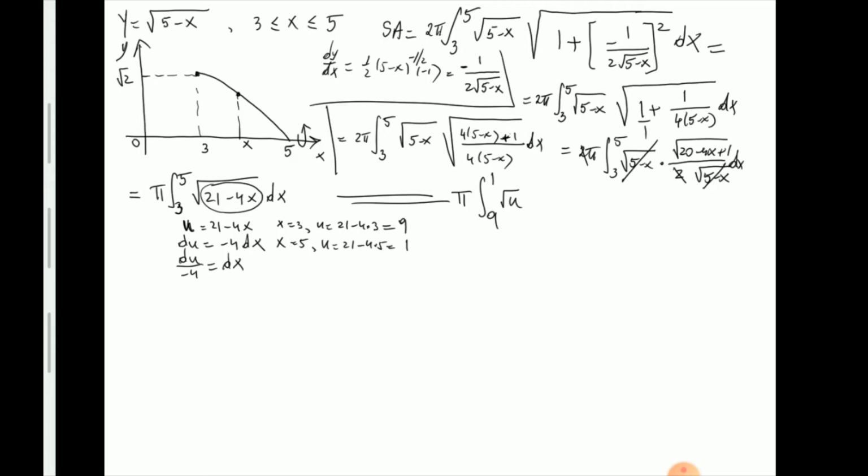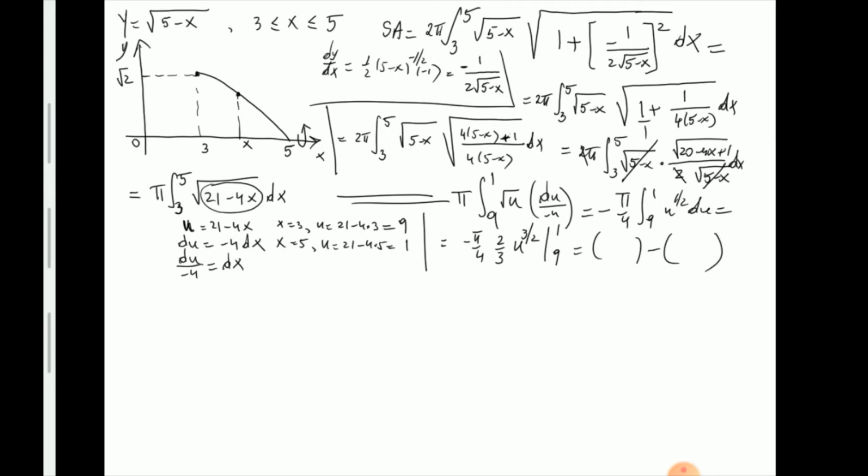This becomes square root of u, du over minus 4, minus pi over 4. Write u as a power, and then finally do the last integral. Let's see, u to the 1/2 plus 1, that's 3 over 2. We have 2 over 3 in front of it, and then 9 and 1. All right, so let's see, this becomes minus pi over 6, right? So it's going to be minus pi over 6 times 1, and then minus pi over 6 times 9 to the 3/2.